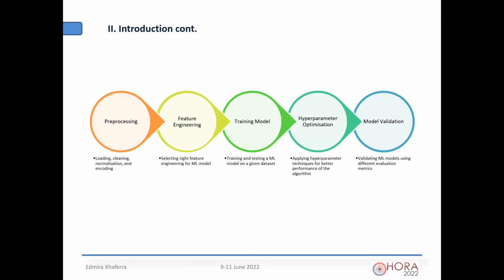This slide presents the components of the machine learning timeline, starting with pre-processing, feature engineering, model training, hyperparameter optimization, and model validation, validating machine learning models using different evaluation metrics. This review will discuss how machine learning is particularly beneficial in the healthcare area, and we will discuss automated feature engineering, hyperparameter optimization, and pipeline optimizers.